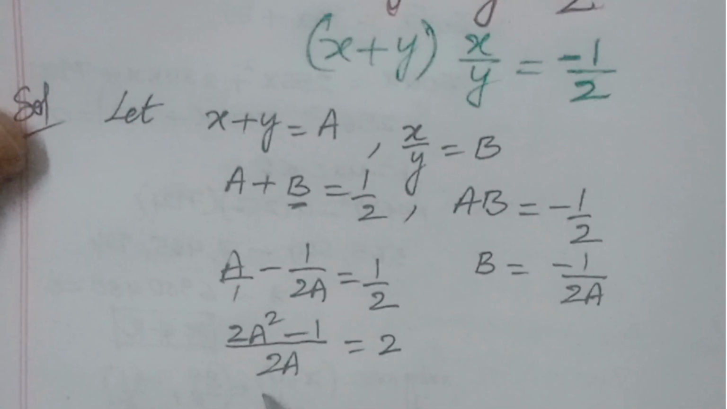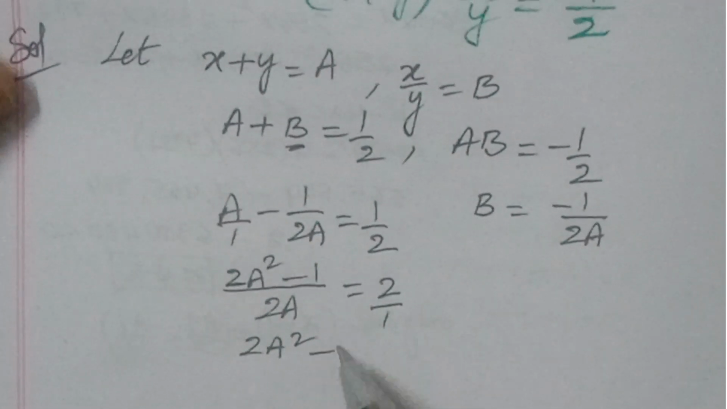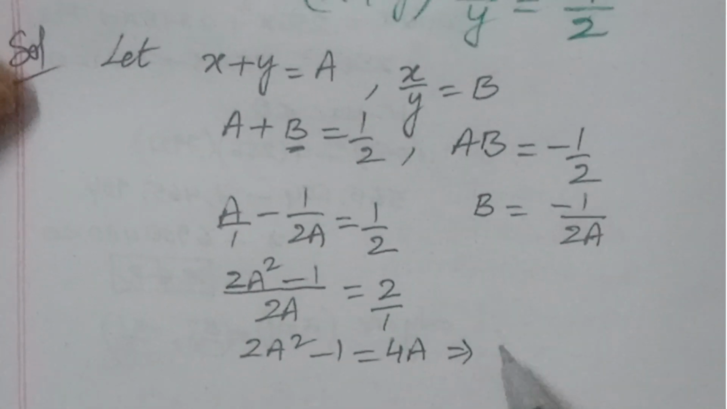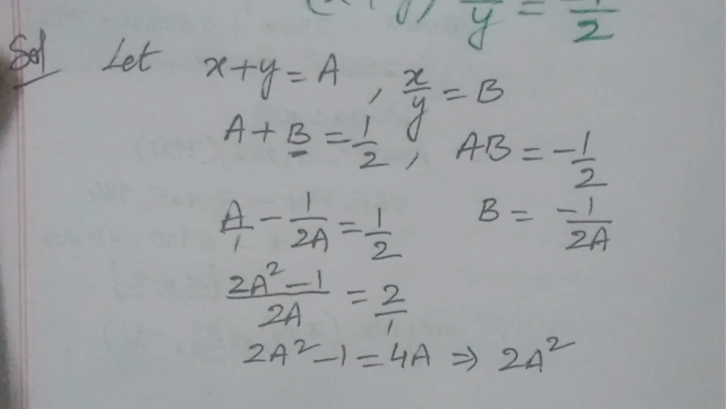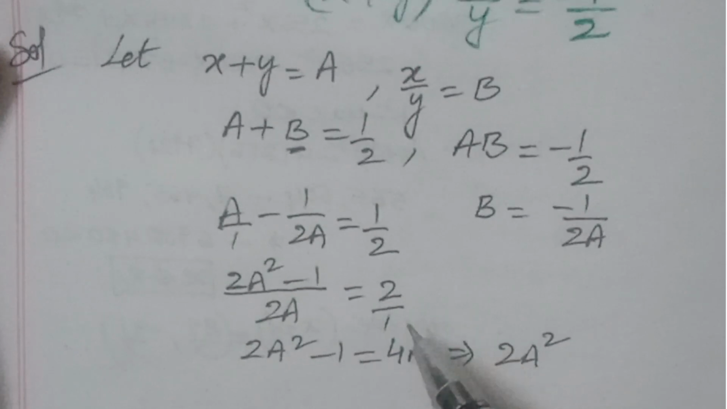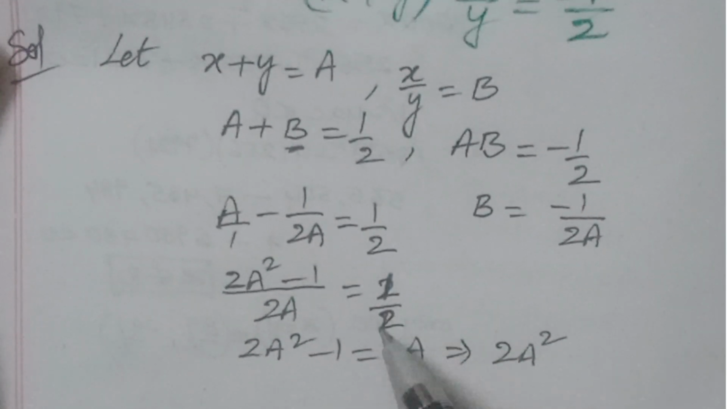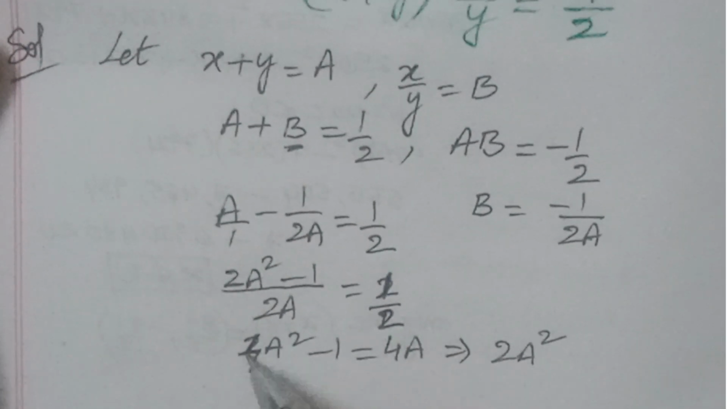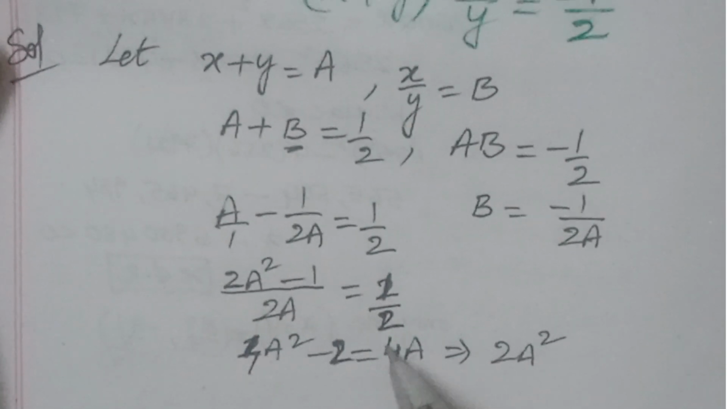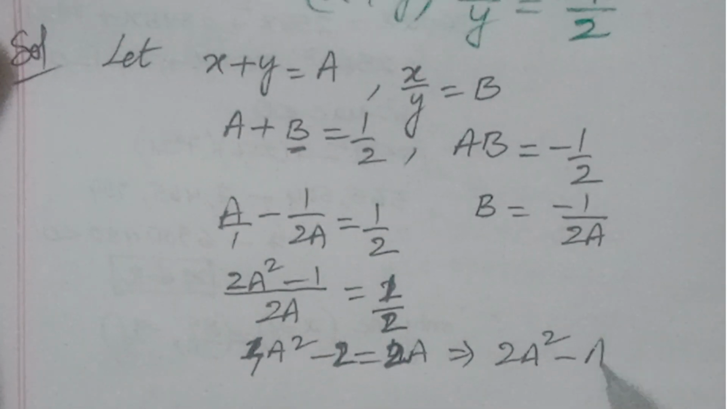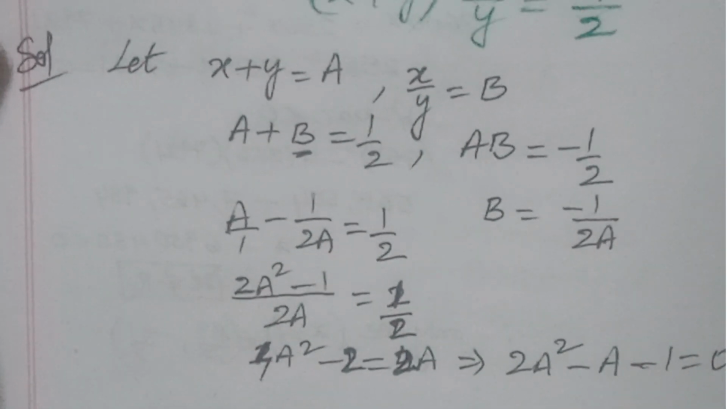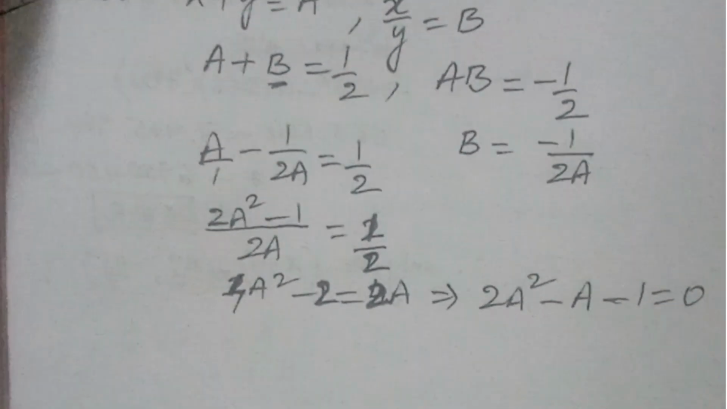Now here if you cross multiply, 2a square minus 1 is equal to 4a. Okay, here 1 by 2, I made a mistake. If you take cross multiplication, 4a square minus 2 is equal to 2a. So here if you take 2 common, 2a square minus a minus 1 equal to 0.